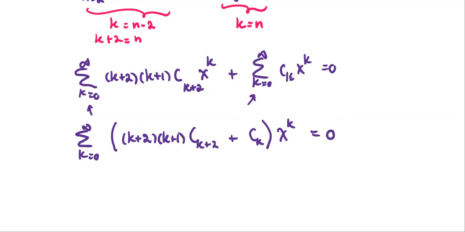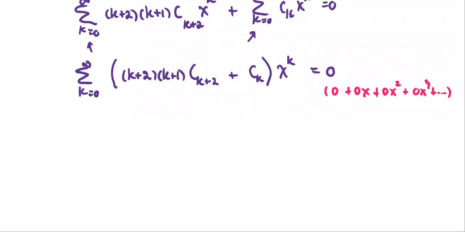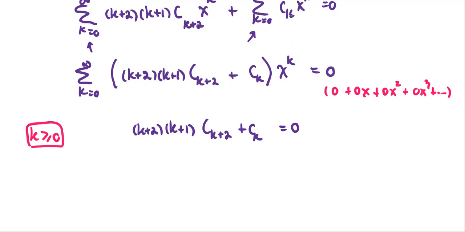Then we are going to equate the coefficients of the left and the right of the same term. The right hand side is 0. That means you have 0 plus 0 times x plus 0 times x squared plus 0 times x to the third, and so forth, or we say all coefficients are 0. Equate with the left hand side. So for k greater than or equal to 0, we have the relationship k plus 2 times k plus 1 times c_{k+2} plus c_k equals 0.